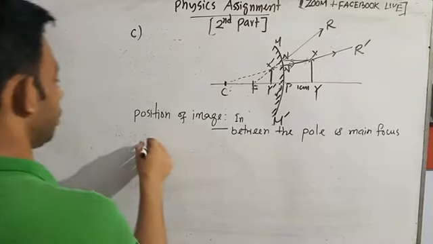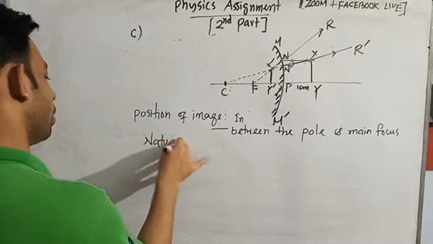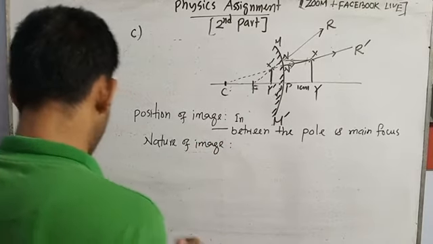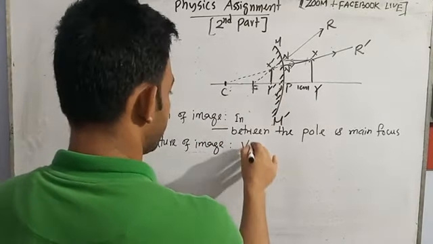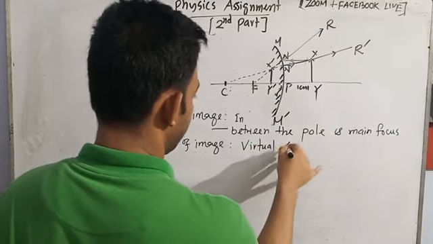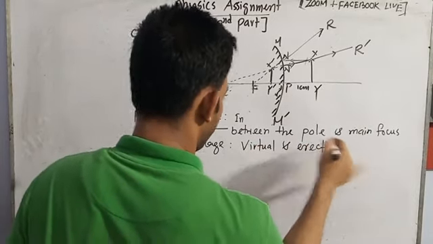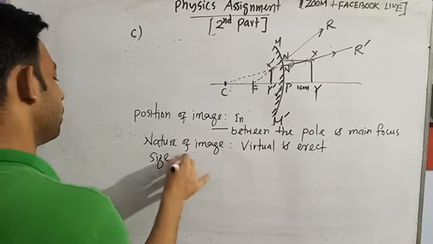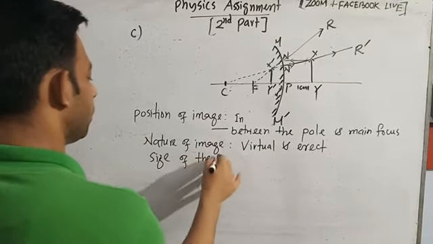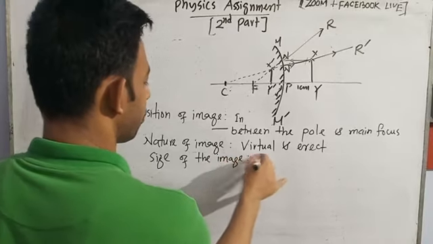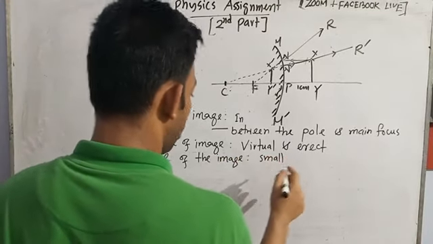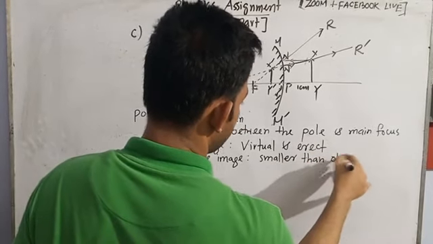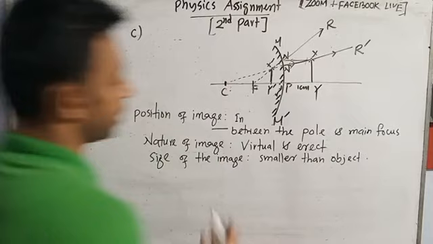Second part is the nature of the image. Nature of image, that is asked for in the assignment. Nature of image, it will be virtual and erect. And size of the image. Size is small, or smaller than the object.